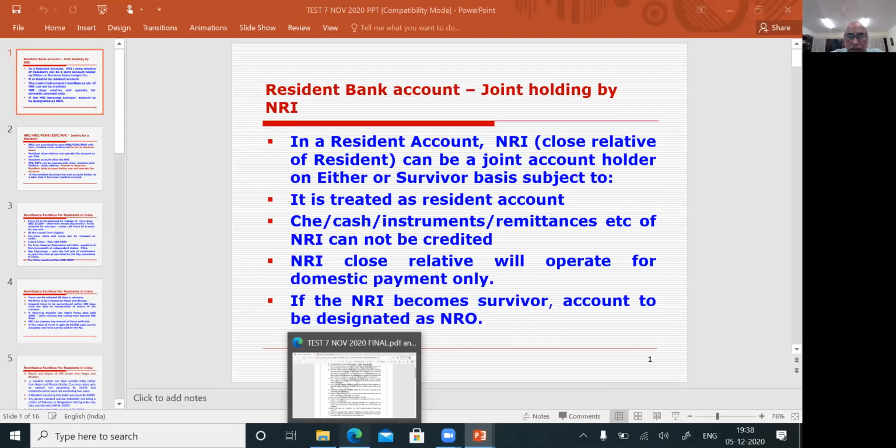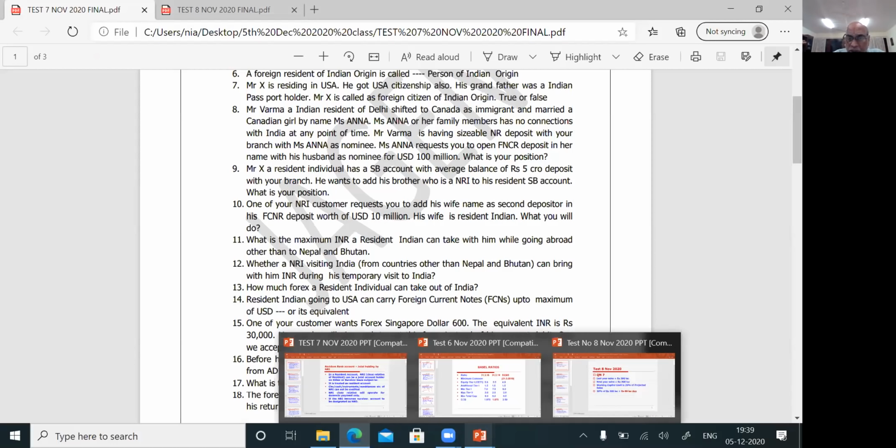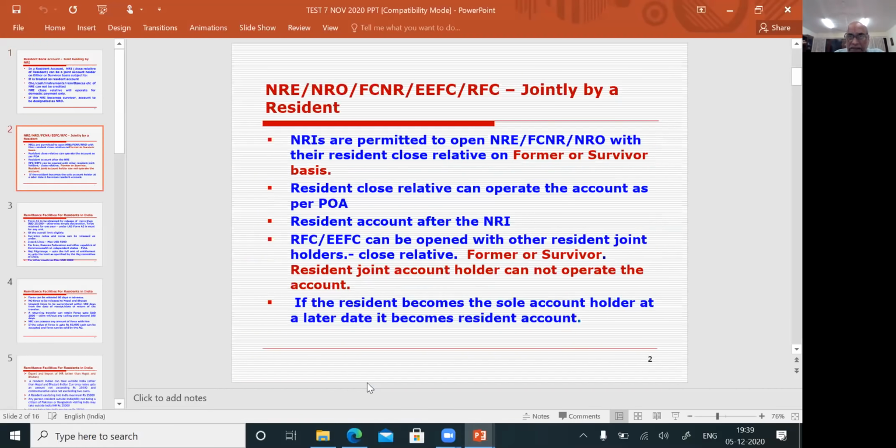What is the next question? Question number 10. One of your NRI customers requests you to add his wife's name as a second depositor in his FCNR deposit worth $10 million. His wife is a resident Indian. What will you do? Here, question number 10 is, in an NRI account, whether you can add a resident. If you add a resident in an NRI account, what do the FEMA guidelines and RBI guidelines say? That we are going to see. We are now discussing question paper number 7, question number 10. Okay, let us see what the guideline says.